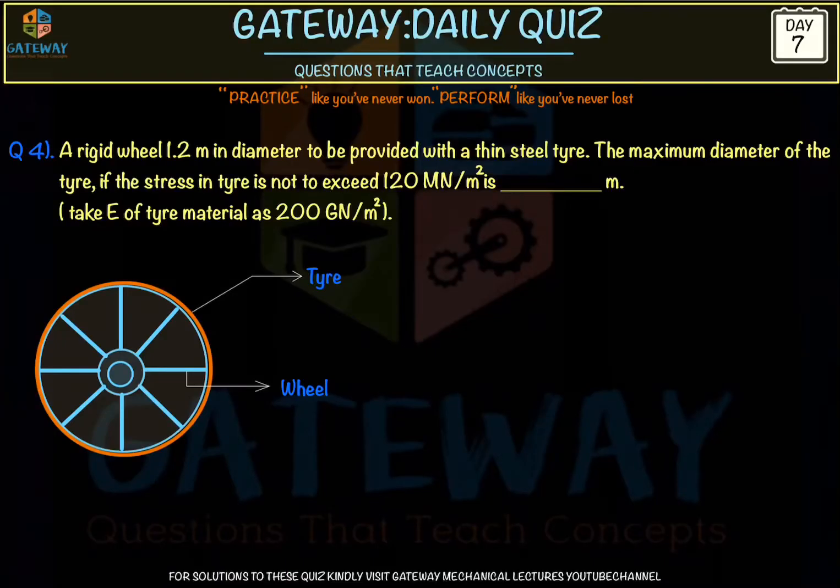Next question. A rigid wheel of 1.2 meter in diameter. This is an interesting question. We can imagine a practical case here. A rigid wheel of 1.2 meter in diameter is to be provided with a thin steel tire. The maximum diameter of the tire, if the stress in the tire is not to exceed 120 meganewton per meter square, is? So what should be the maximum diameter of the tire to be used here?